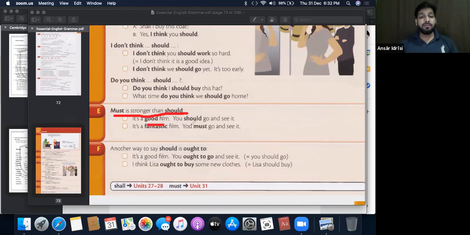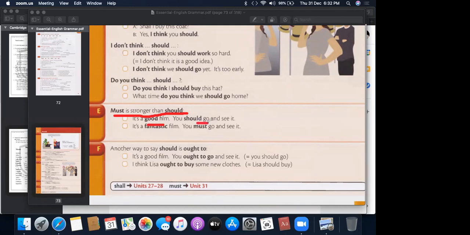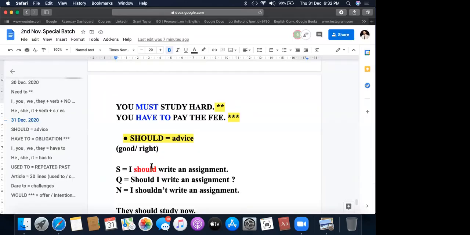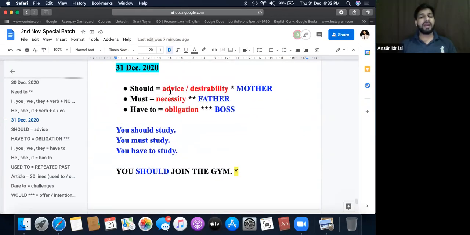Next, it's a good film, you should go and see it. ये अच्छी फिल्म है, आपको देखना चाहिए. और it's a fantastic film, you must see it. और ये बहुत भारी मूवी, आपको देखना चाहिए, आपको देखना ही पड़ेगा, आपको मेरी कसम. मीन्स व्हाट? Must is stronger than should. Any doubts? No, sir. It's very easy over here. Should we are using for mother, should we are using for advice and desirability.